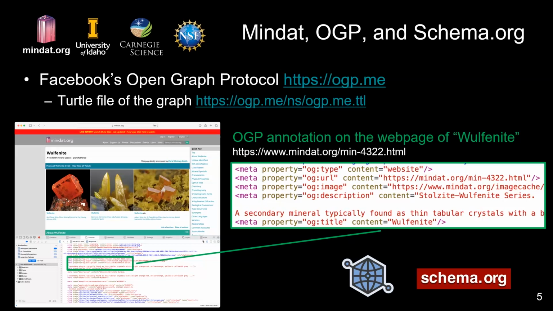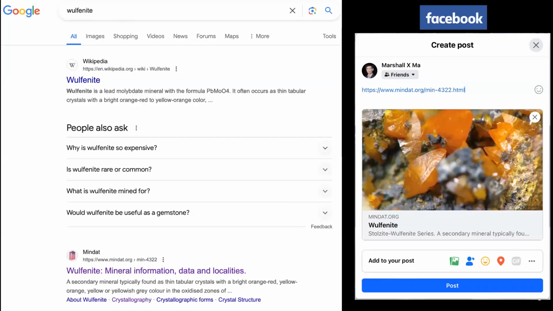This is just HTML, but we write code to do this automatically for all the mineral species and also mineral occurrence records. The big advantage is that when people share a link, like here where I just pasted a link to my Facebook timeline, you can immediately see a thumbnail of this web page, as you can see here.